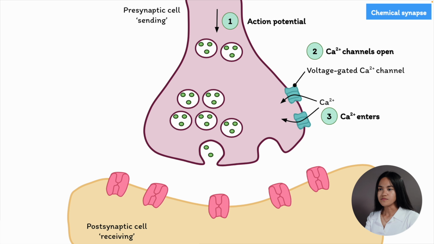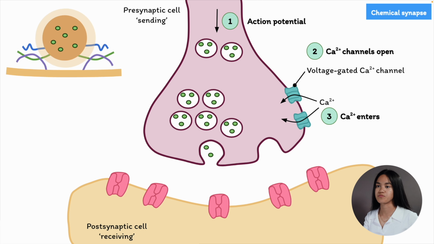Once the calcium is in, what happens then? Well, the vesicles are mobilized by calcium to get ready to release neurotransmitters. Let's zoom in to how calcium triggers this process. All right, there's a protein called synapsin, which connects vesicles to the cytoskeleton of the cell. And calcium activates an enzyme that causes synapsin to dissociate from the vesicles, mobilizing them for release.